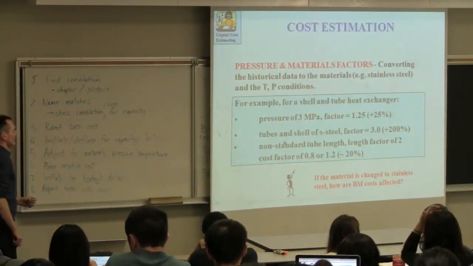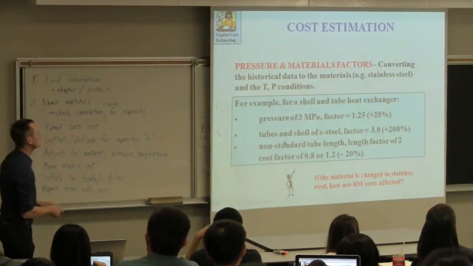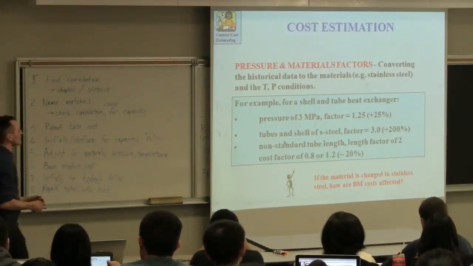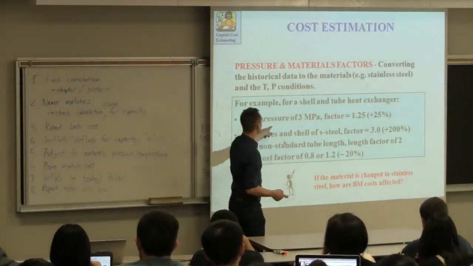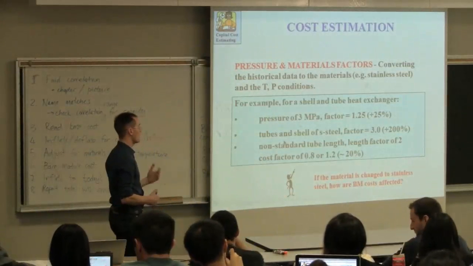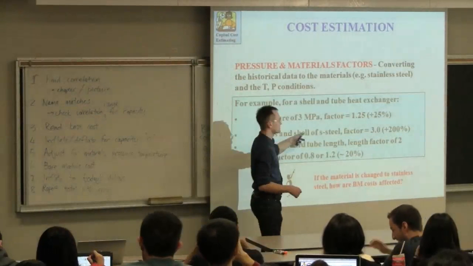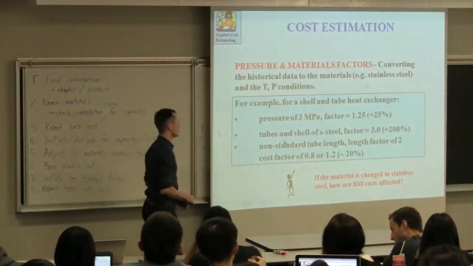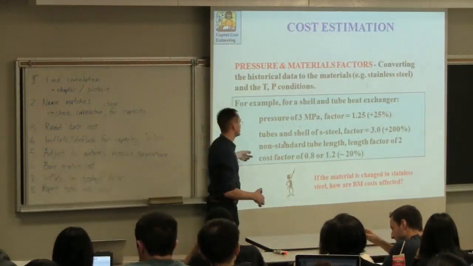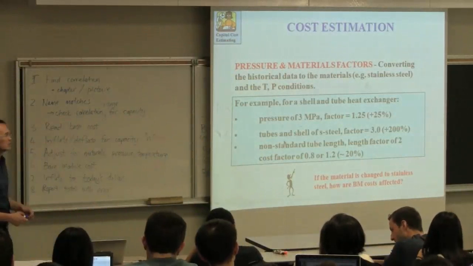Now let's take a look at a different issue. What if we wanted to calculate the cost for a heat exchanger that does not match those base cases? So, for example, let's look at a heat exchanger that's now operating at 3 MPa rather than the 1 atmosphere of pressure that the base heat exchanger is for. We would like to use stainless steel rather than carbon steel for the shell and the tubes. And we would like to use non-standard tube length. So we've got these additional changes that we want to make.